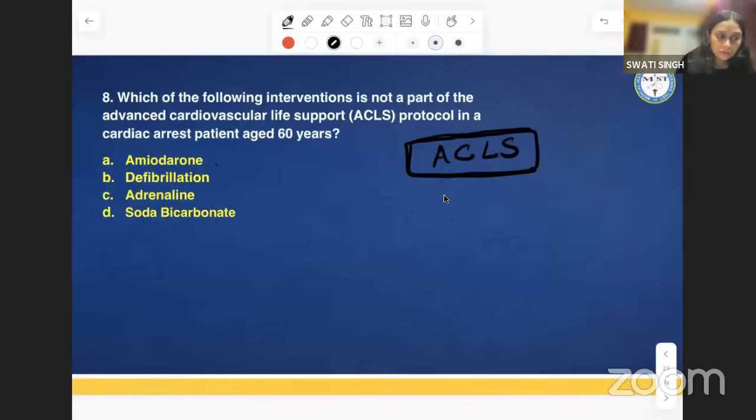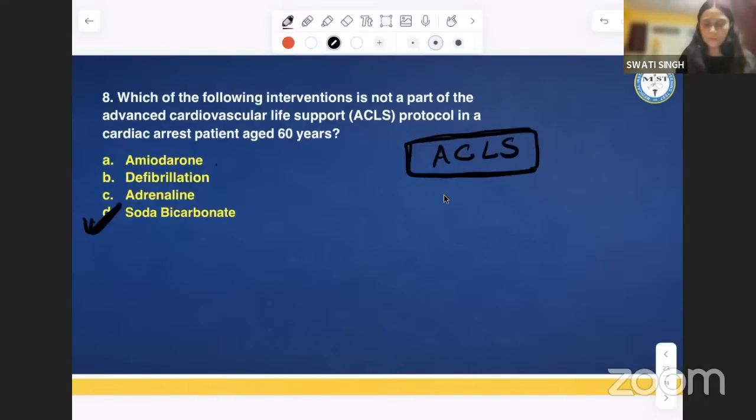Okay. Akhil has given me the A answer. Yen has given me the D answer. Laiba, D. Wonderful. Most of you are giving me the right answer. So many times I have discussed ACLS with you, and I have never mentioned sodium bicarbonate. So this is not a part of ACLS.